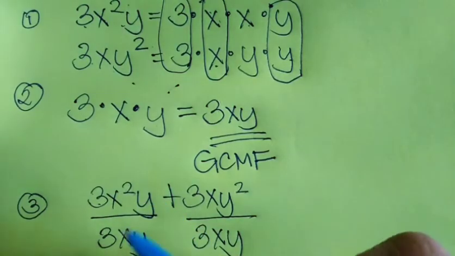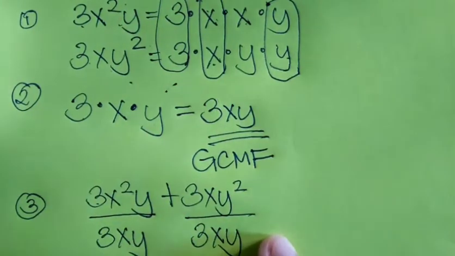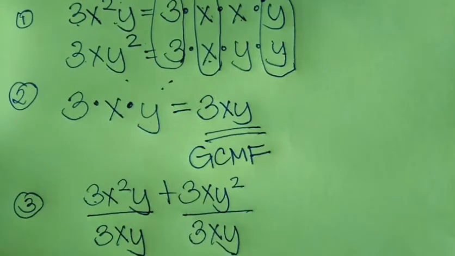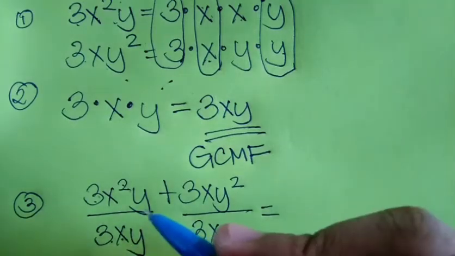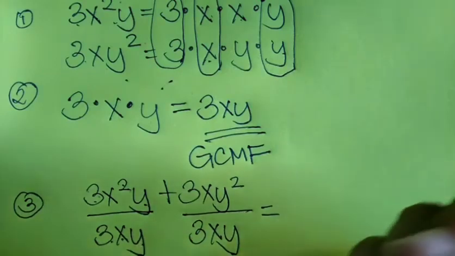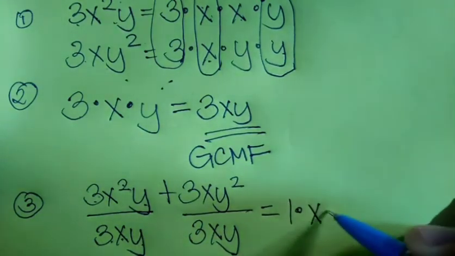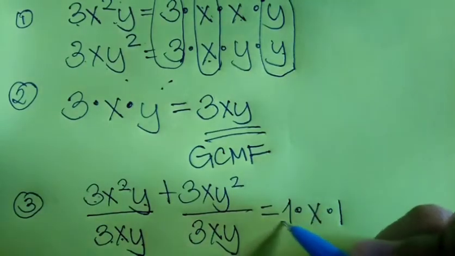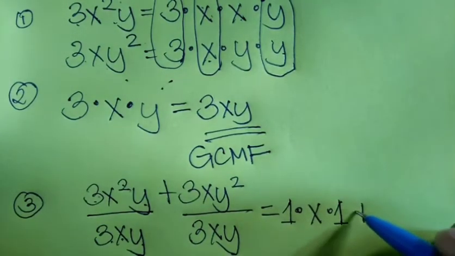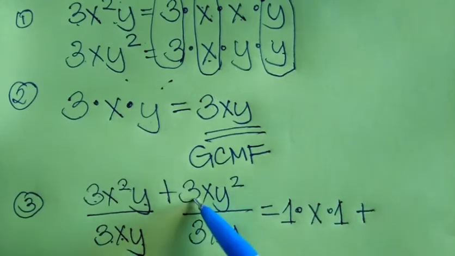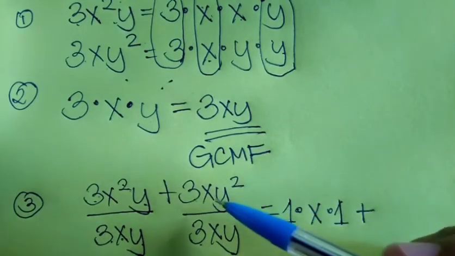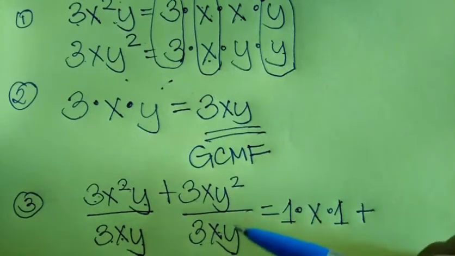Then, we evaluate the value of each term after we divided by 3xy. This gives us 3 divided by 3 is 1. X squared divided by x is x. Then y divided by y is 1. So we have 1 times x times 1. Plus 3 divided by 3 is 1. X divided by x is 1 as well. Then y squared divided by y is y.